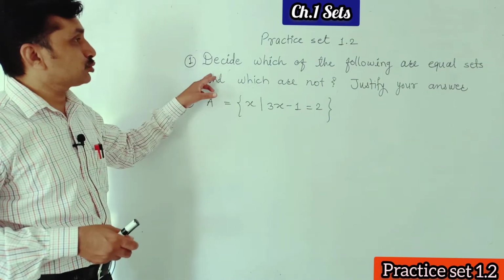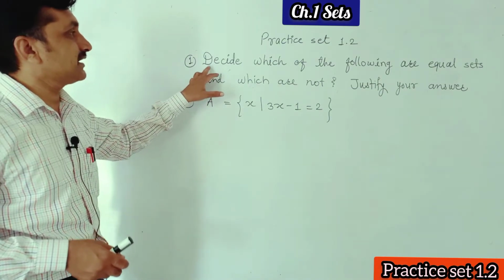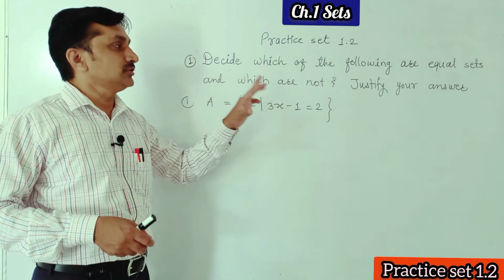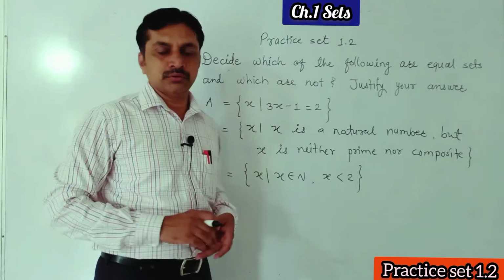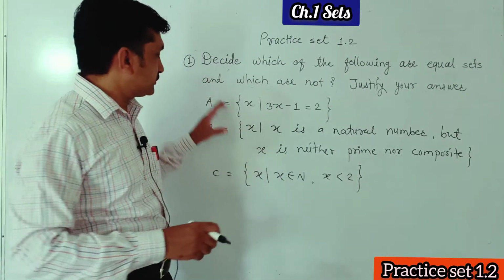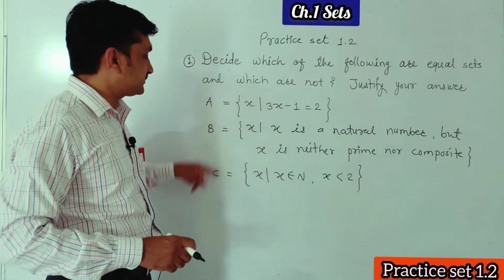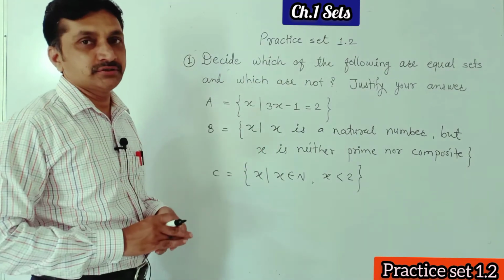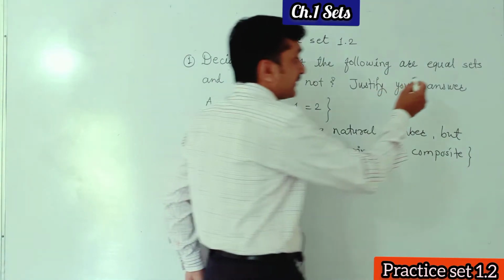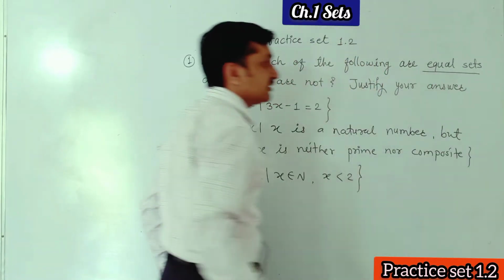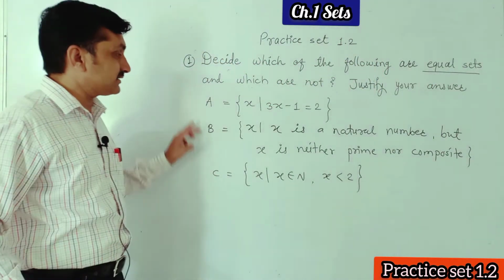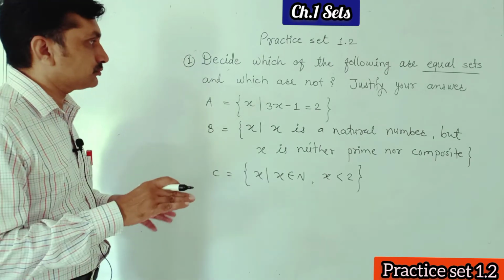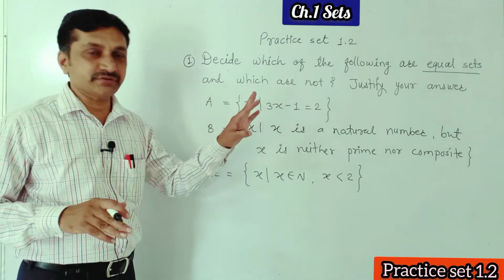Now in this question, it is asked to decide which of the following are equal and which are not. Justify your answer. Three sets are given, A, B, C. To identify whether sets are equal or not, we have to write these sets in listing method. Then we can observe and justify your answer.